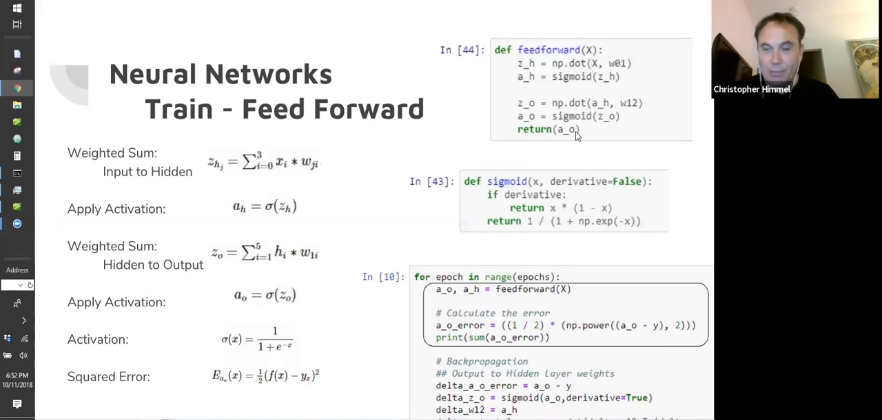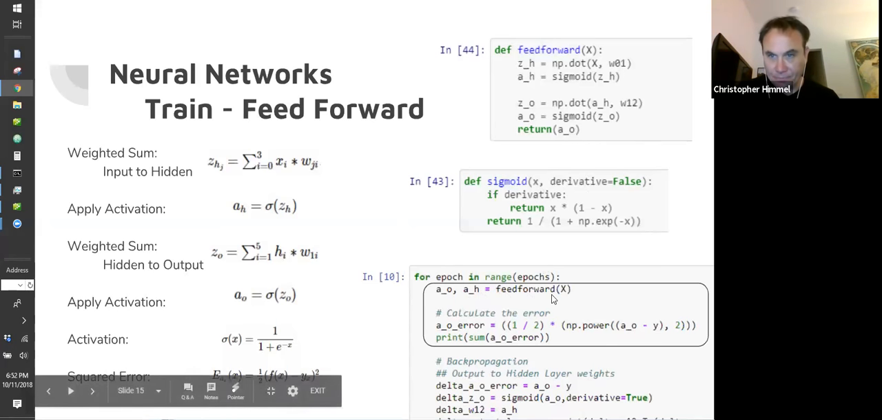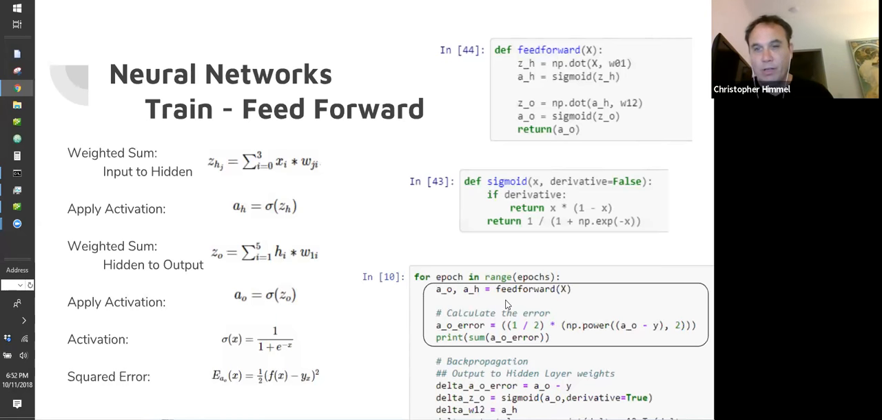And okay, here's a mistake. I actually do return A0 and AH, which I added later. So there should be two things returned, A0 and AH. So that's what we're doing here in the feed forward part of our learning. So forget about this for epoch in range epochs. I'm not going to go through that yet. I'm just giving you the code for doing our feed forward processing.